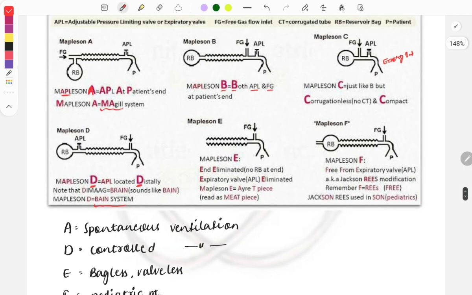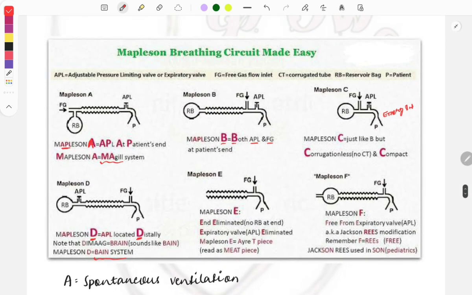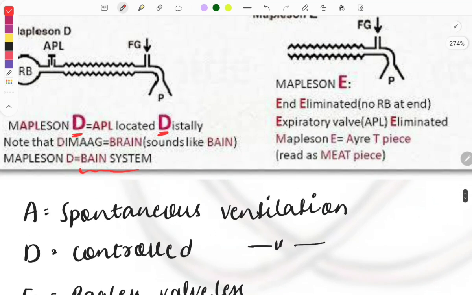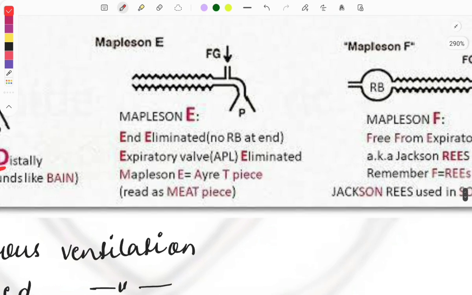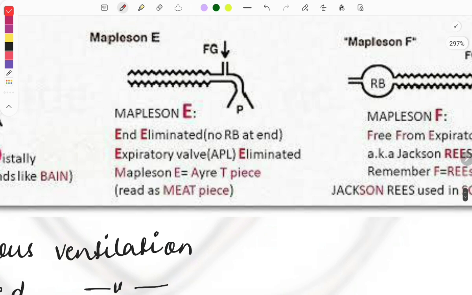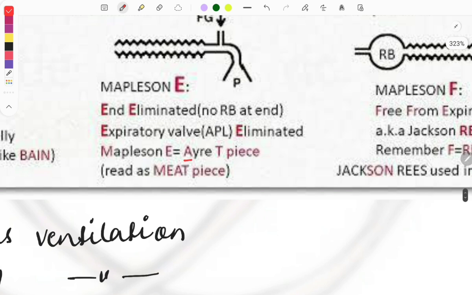So whatever we are discussing is mostly about the APL, that is the adjustable pressure limiting valve, and this one is also called the Bain system. Then the E. In Mapleson E, the end is eliminated, so there is no RB at the end, and this Mapleson E is also called the Ayers T-piece. So you can remember it like MEAT: Mapleson E, Ayers T-piece.